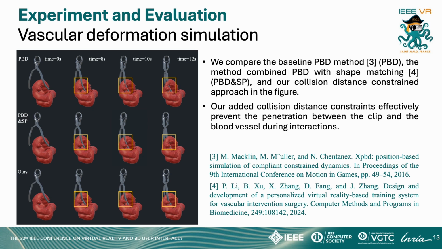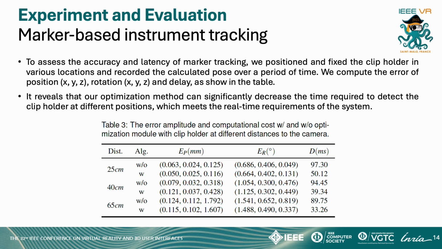As you can see, compared to the PBD and the PBD with shape matching method, our approach, which incorporates collision distance constraints, effectively prevents any penetrations between the clip and the blood vessel during interactions. For marker-based instrument tracking, we placed and fixed the clip holder in different positions and tracked its pose over time. We then calculated the errors in position, rotation, and delay, as shown in Table 3. The results demonstrate that our optimization module significantly reduces the time needed to detect the clip holder in various positions.